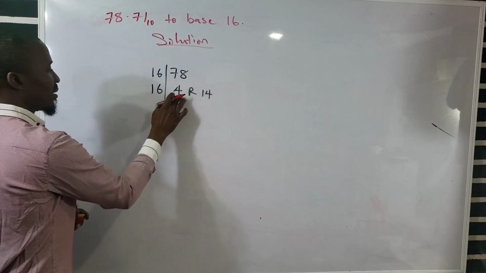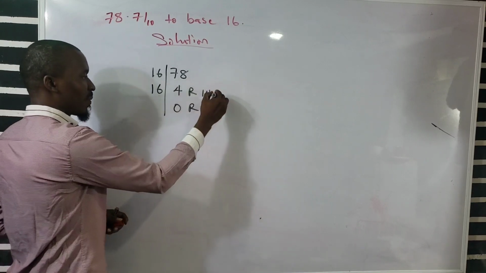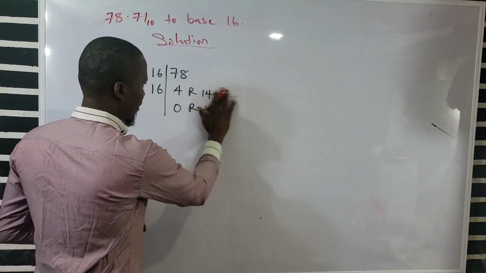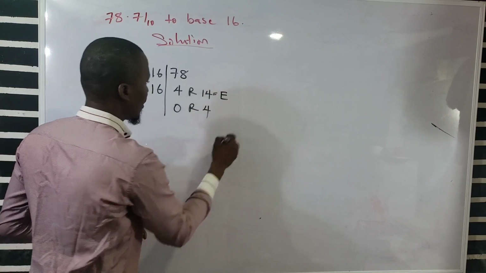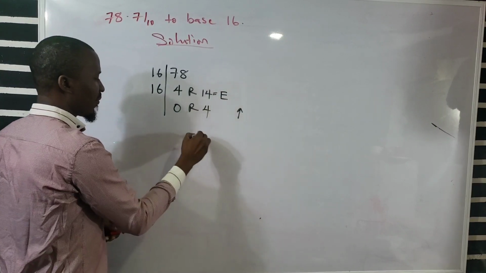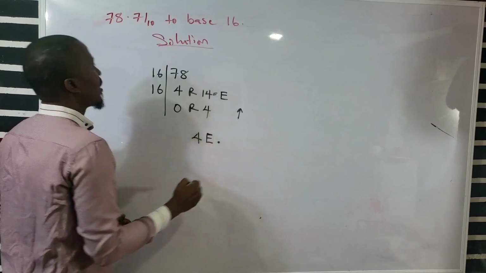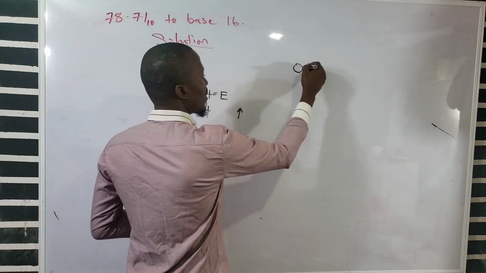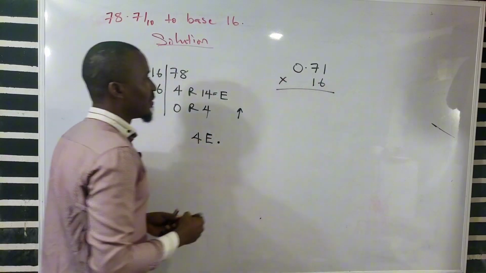Then 16 again in 4, that will give us 0 remainder 4. But remember that 14 is the same thing with what? Oh, sorry. 14 is the same thing with E. So when you take it from down, you have 4E point. So we need to go and convert 0.71 to base 16. So 0.71 times 16, what will that give us?